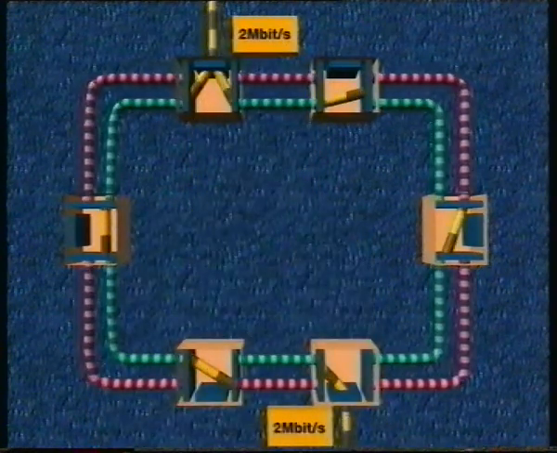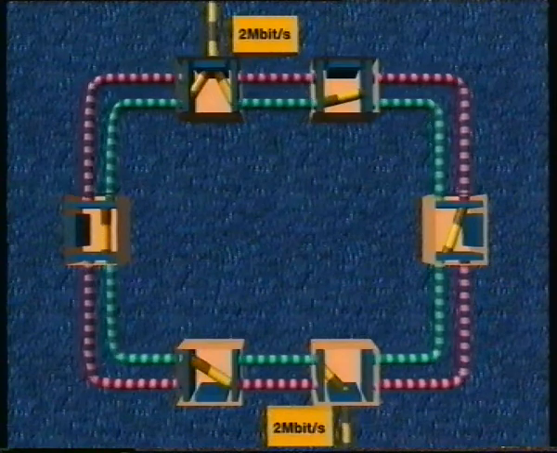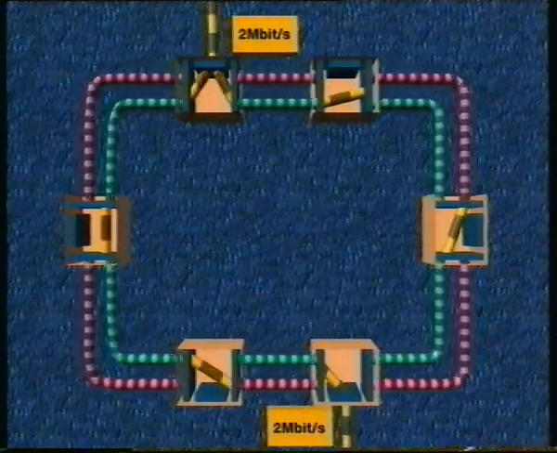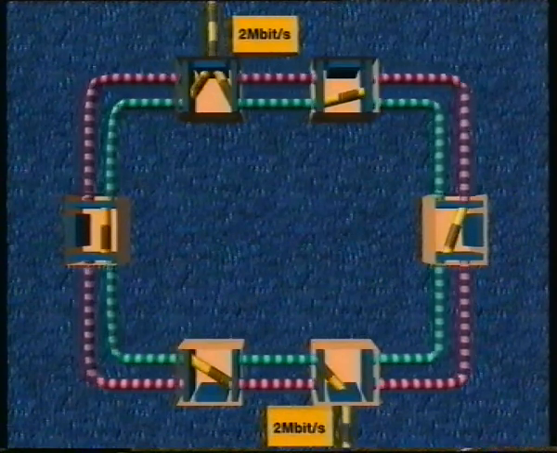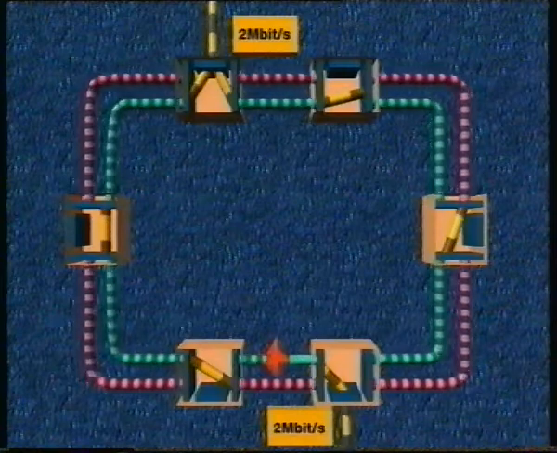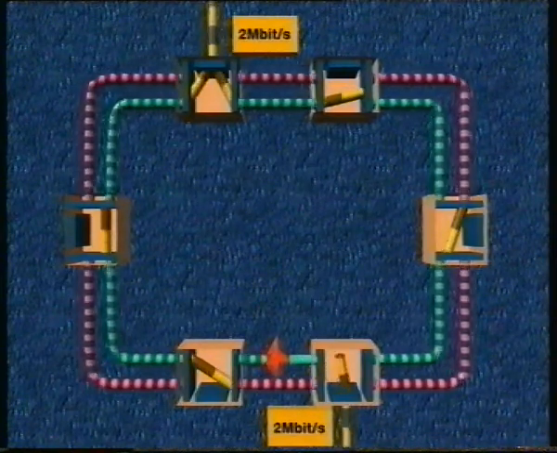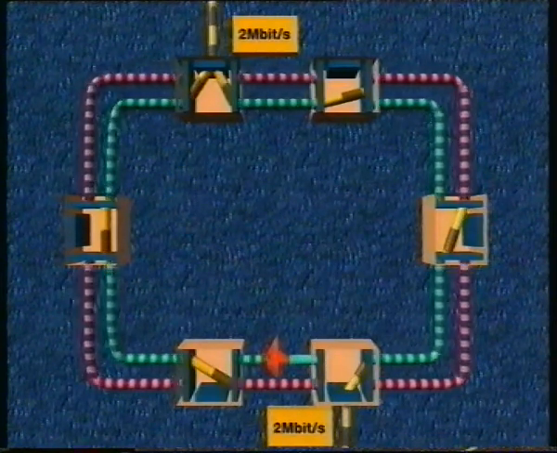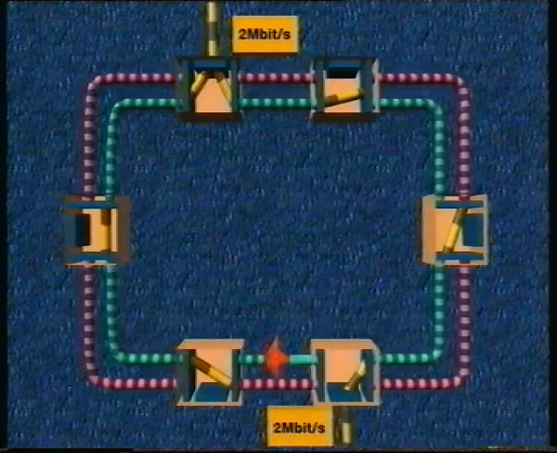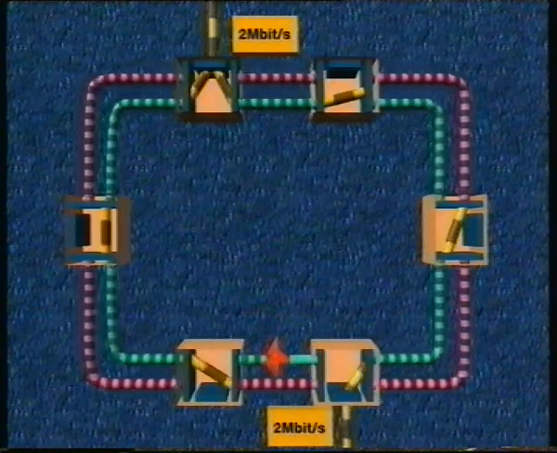If we wish to protect this circuit, we can simply route the traffic both ways round the ring simultaneously, like this. The signals are then monitored at the receive end, and should the signal from what is designated as the main path be degraded, the ADM will automatically switch to the alternative path. This is known as sub-network connection protection. I'll come back to talk more about protection later.